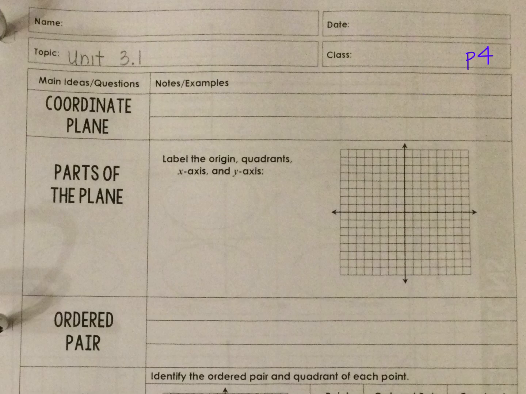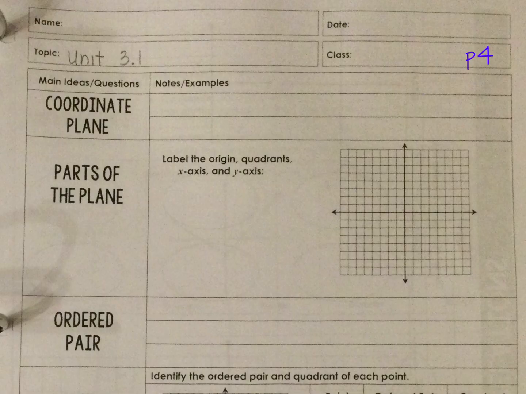All right, this is page 4 in your binder. We're going to talk about the coordinate plane. This should all just be review. So the first thing is the definition of a coordinate plane. It is simply a plane that is divided into 4 regions used for graphing.